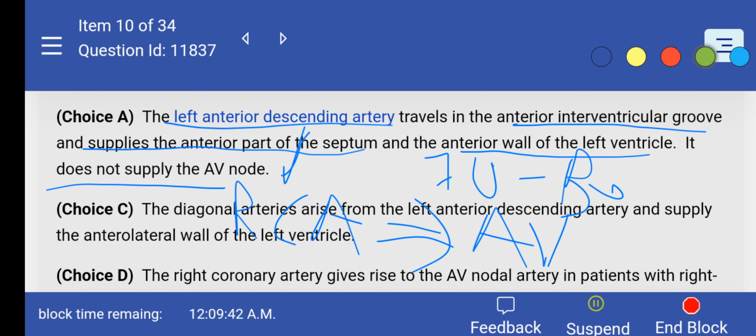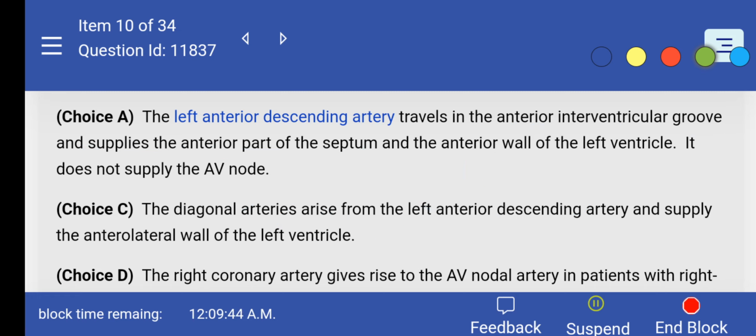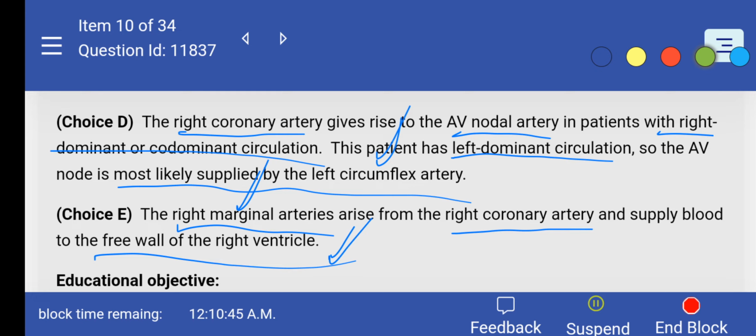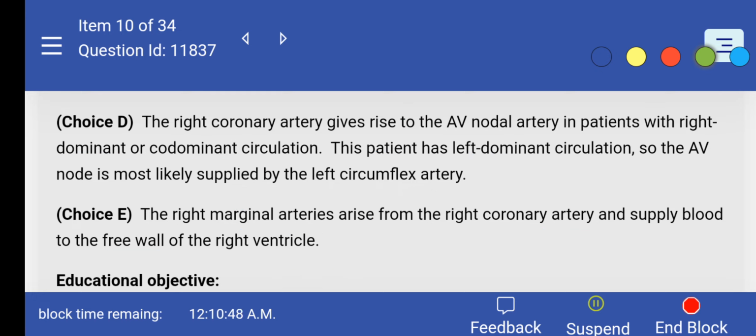So why not option C? The diagonal arteries. Let me draw this. The diagonal arteries arise from the LAD and supply the anterolateral wall of the left ventricle. Once again, it is not the correct answer. Why not option E? The right marginal arteries arise from the right coronary artery and supply blood to the free wall of the right ventricle.